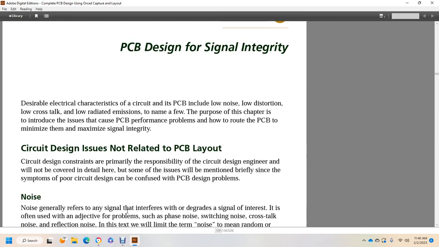Circuit design issues not related to the PCB layout. Circuit design constraints are primarily the responsibility of the circuit design engineer and will not be covered in detail here. But some issues will be mentioned briefly, since the symptoms of poor circuit design can be confused with PCB design problems.